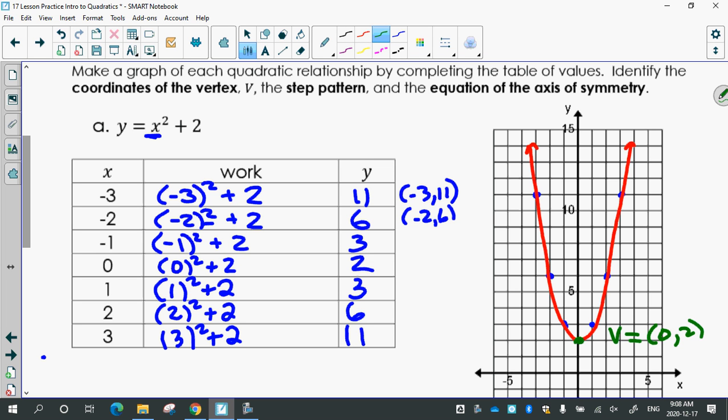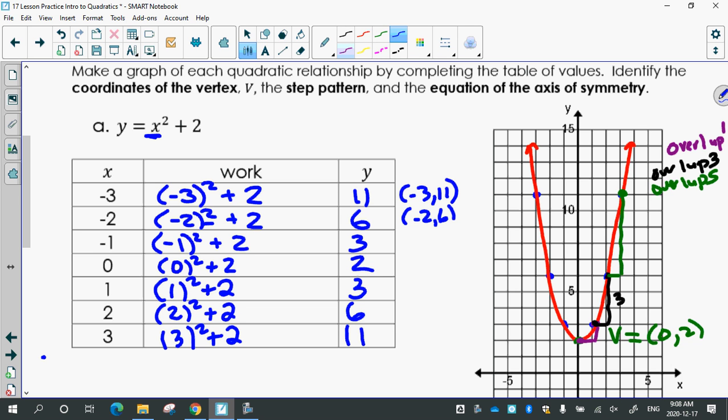Okay? Our step pattern, so to get from our vertex to our first corner, so from here to here, we would go over 1, up 1. Everyone agree? So over 1, up 1. And then our next one, we would go over 1, up 3. And then over 1, up 5.